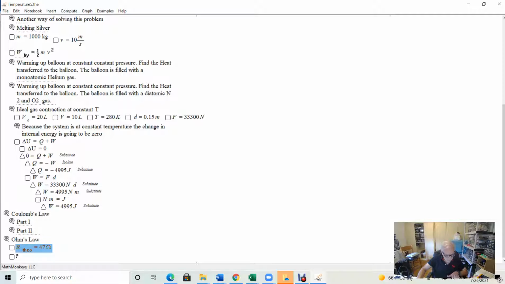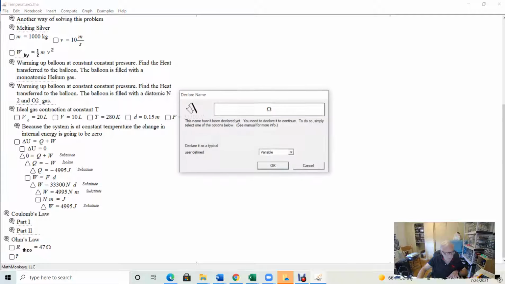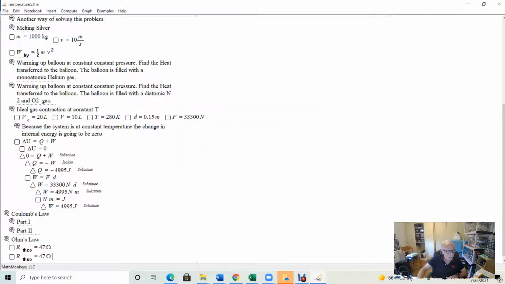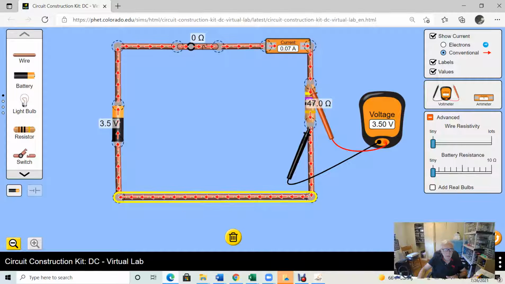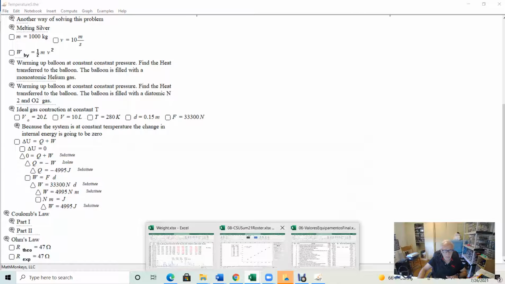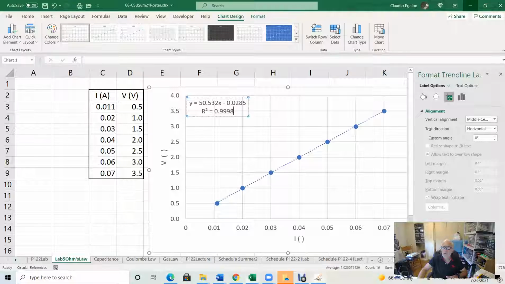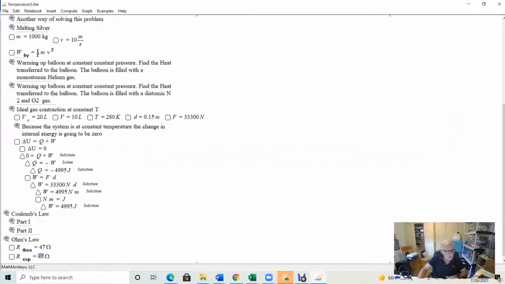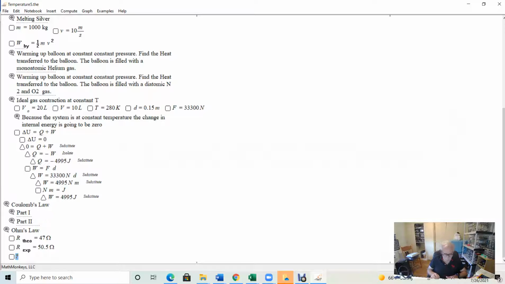The experimental that I'm getting is 50.5, right? Experimental that I'm getting there. No, not here, here. 50.532. Let's put just 50.5. I want to get the percentage difference.